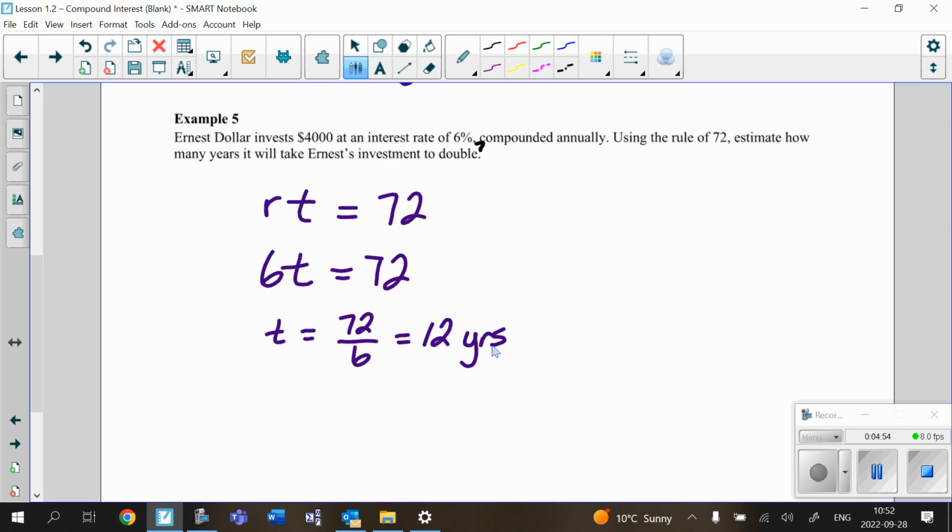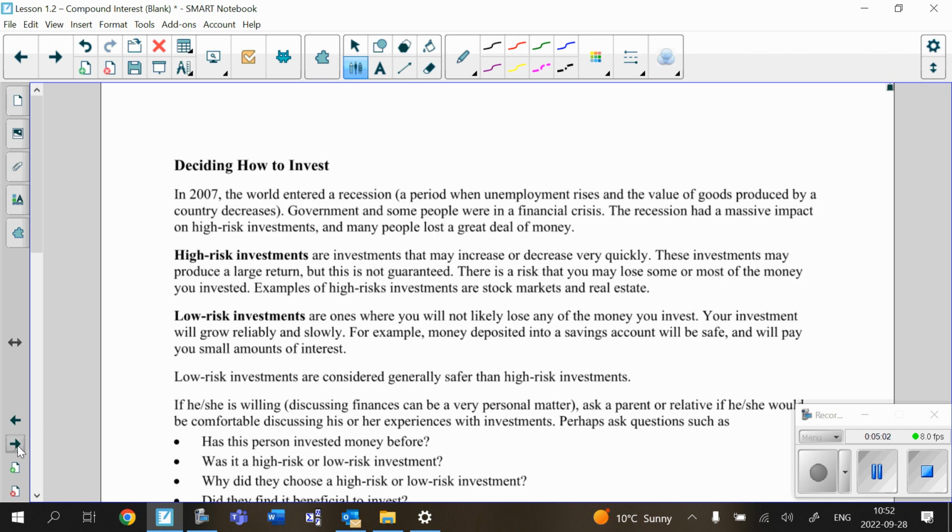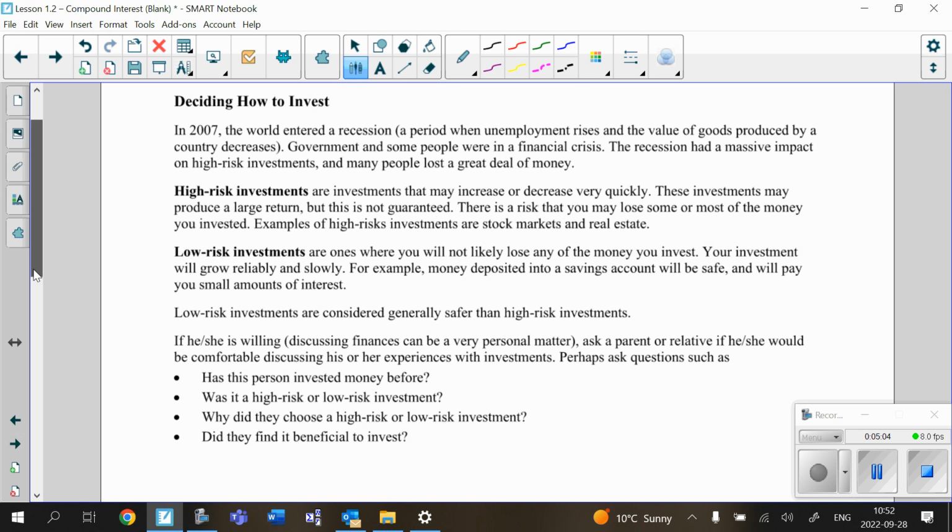Last thing I wanted to talk about is just because we were mainly talking about investment when we were looking at interest. This is just sort of for your information. There's really two types of investments that you can make. And depending on what's happening in the economy, one type of investment is better than the other.